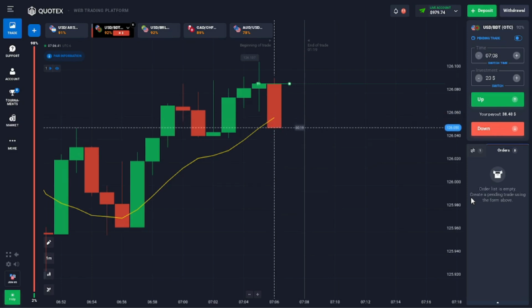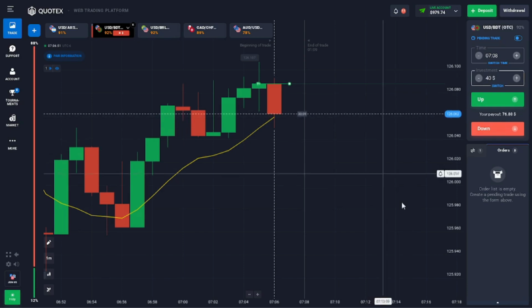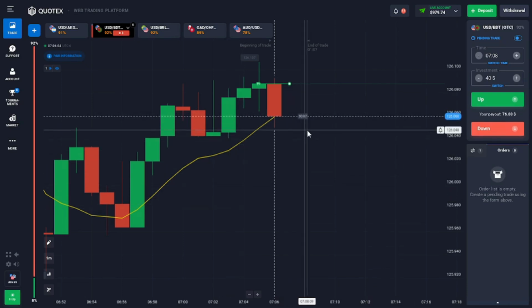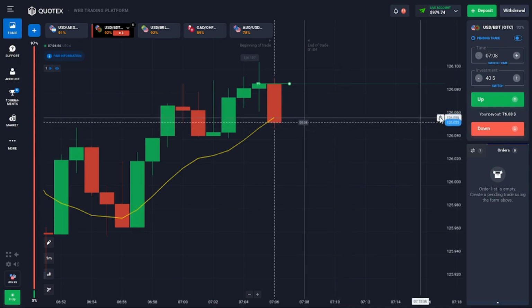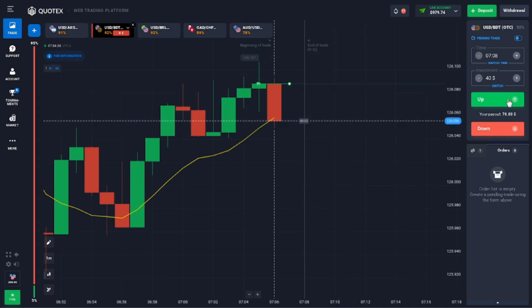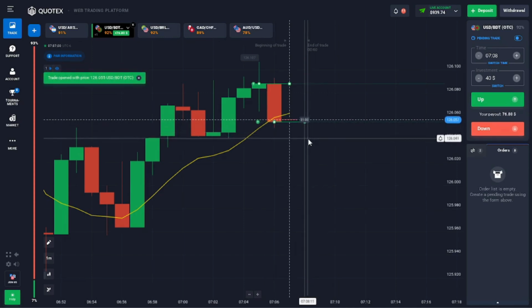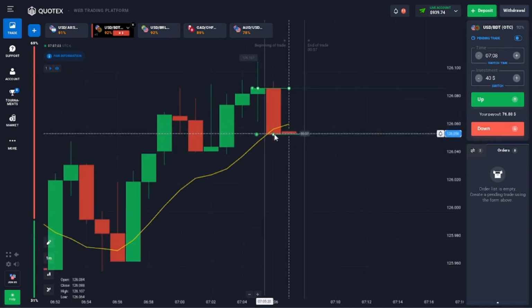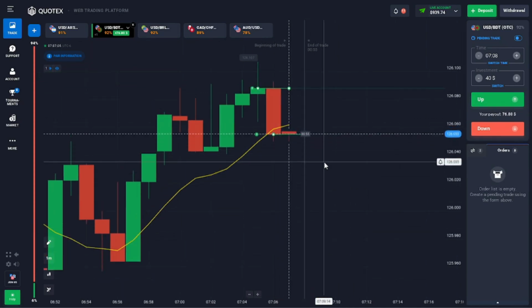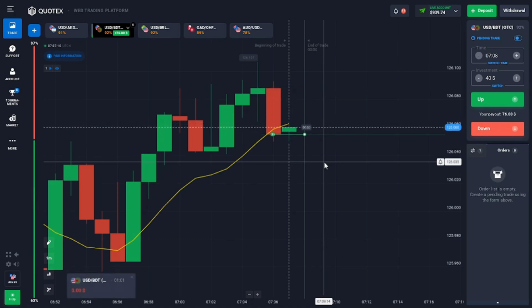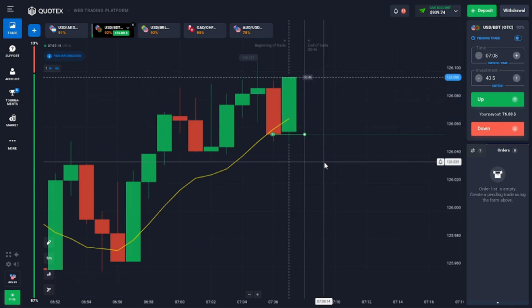After that, the sellers have taken control. And here I will use MTG and double the amount to make a trade of $40. And these are the last seconds left. Here I have placed an MTG trade in the up direction of $40. Yes, the MTG trade of $40 is going in the up direction with the control of the bulls at a very fast speed.